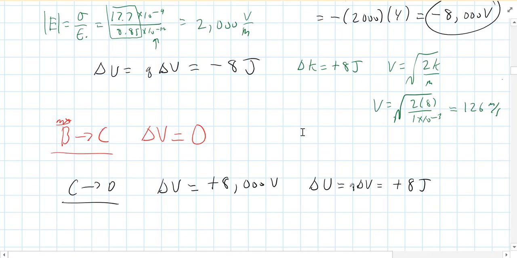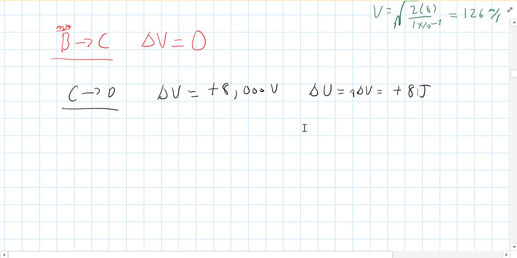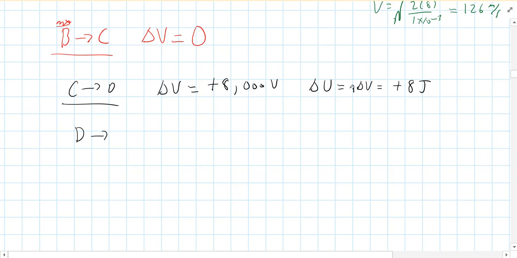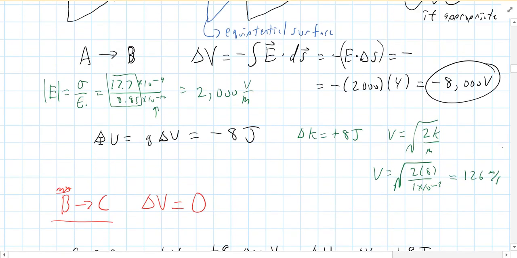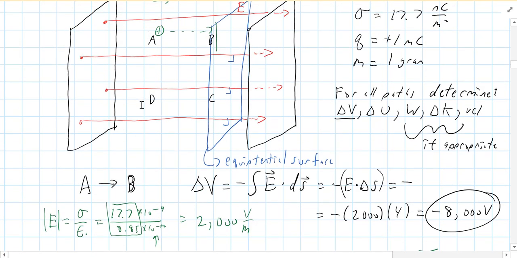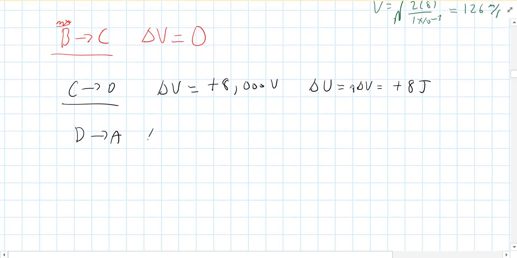Now, before we do the last segment of this, well, actually, I'll do the last segment. What if we go from D back to A? Well, if I go from D to A, you're moving perpendicular to the electric field, so you don't have any dot product here, so your change in voltage is 0 and everything else will be 0 as well.